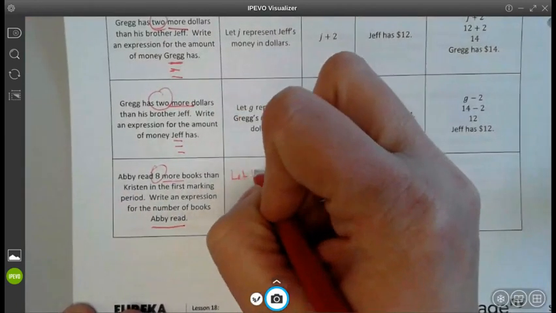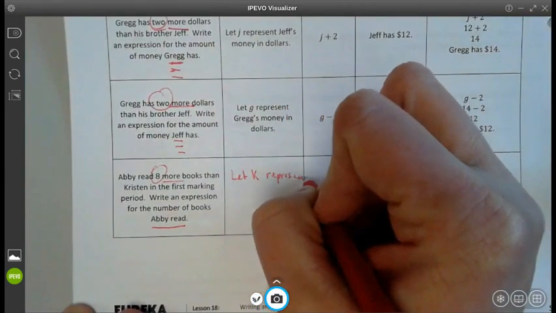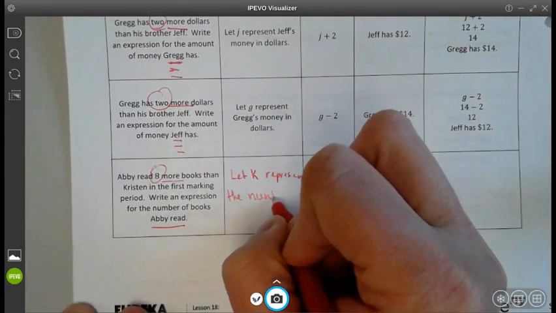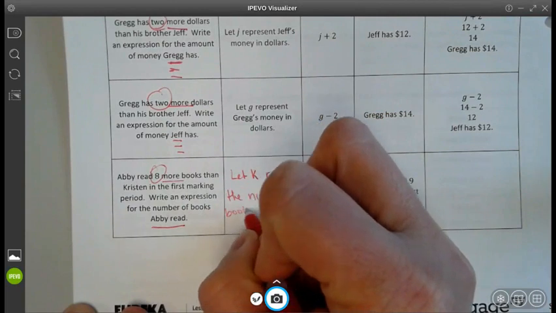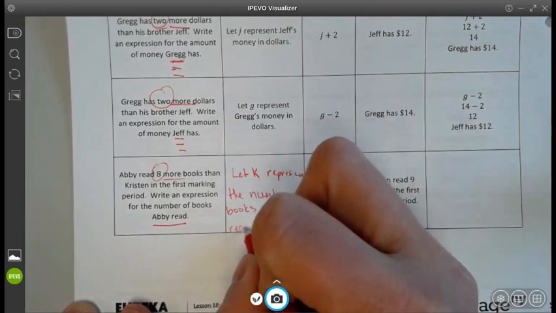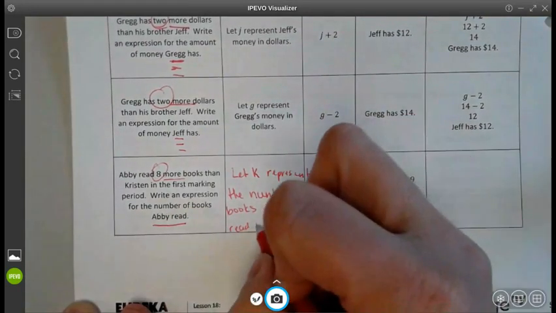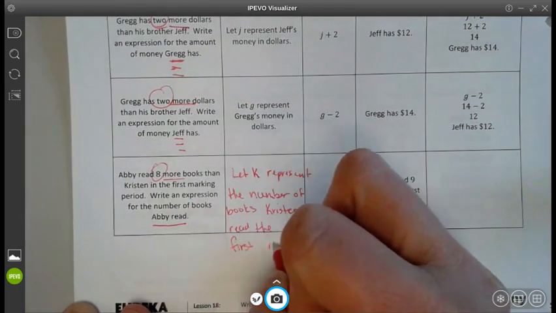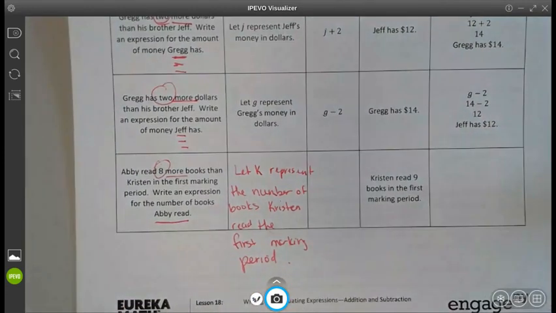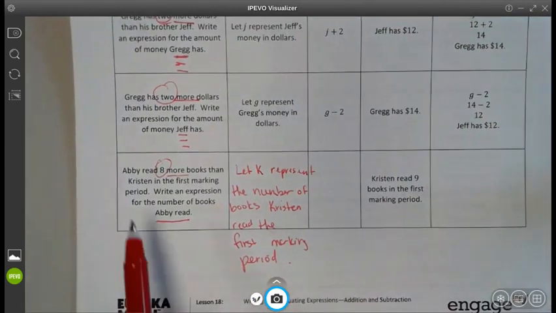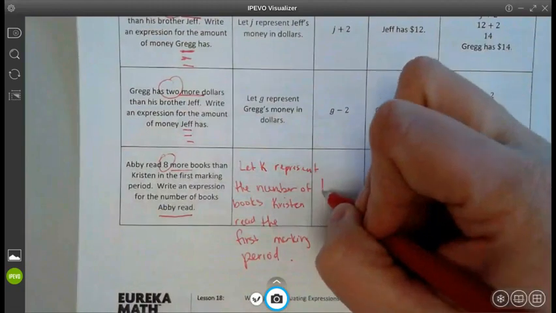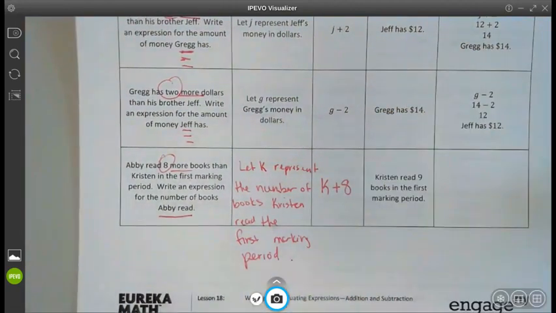So let K represent the number of books Kristen read in the first marking period. All right. What expression would help us solve for Abby? Abby read 8 more than Kristen. So 8 more would be K plus 8.